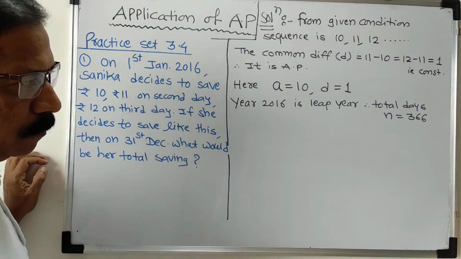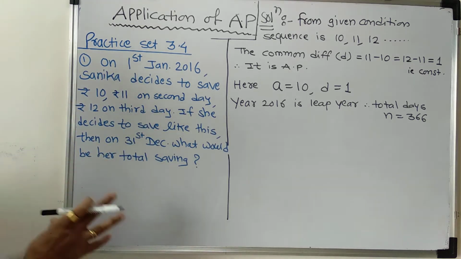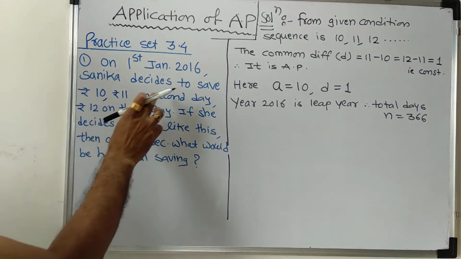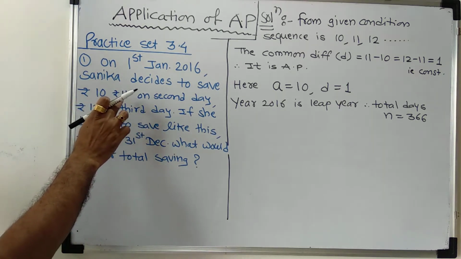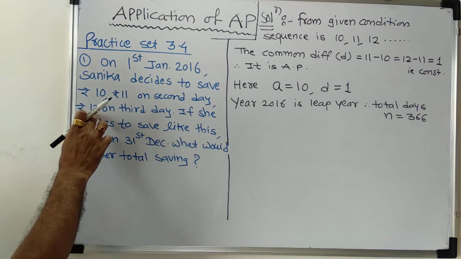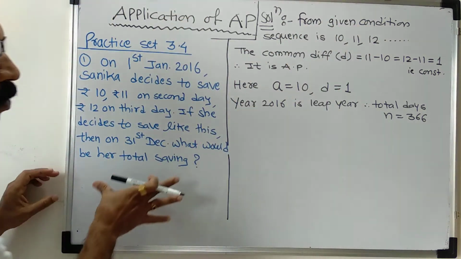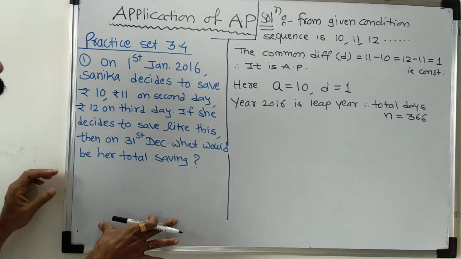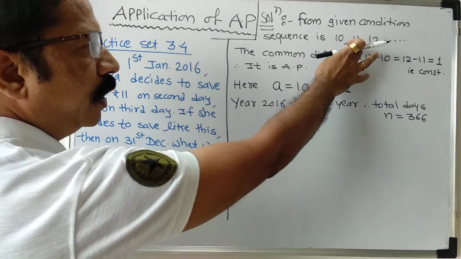This is the question. So what is given in this sum? If you observe, you will come to know she decided to save rupees 10 on the first day, then 11 on the second day, 12 on the third day, like this. So from the given condition, from the sum, you will come to know the given sequence is 10, 11, 12 and so on.